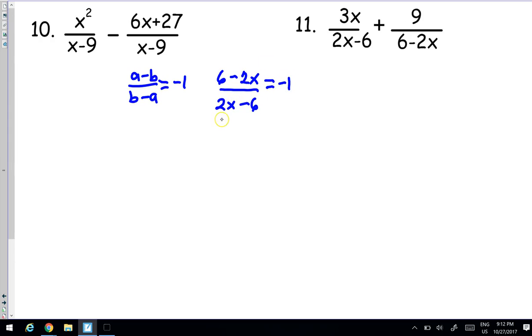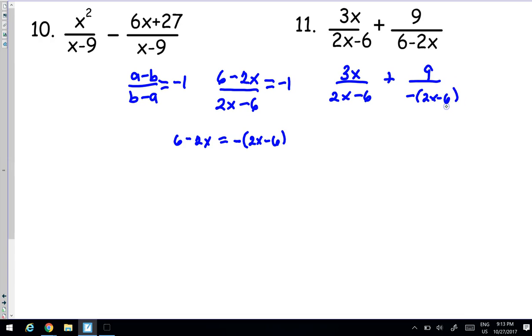Well, how does this help us? I can cross multiply, and I get 6 minus 2x is negative 2x minus 6. Notice it's the same as the first denominator of the first fraction. It's just the opposite. It's just negated. So when you're in this situation, by the way, you could change either term, but I just think it's better to be consistent. And so I'm going to rewrite that second fraction as negative 2x minus 6 of the first.